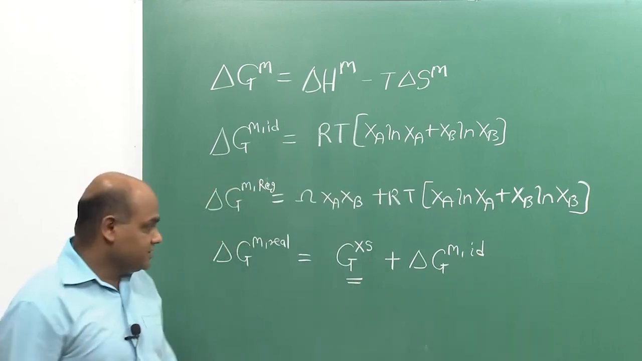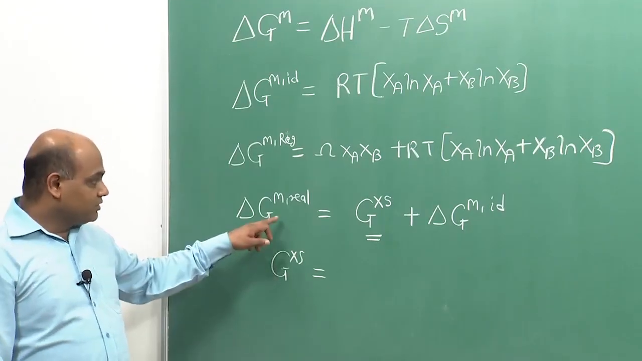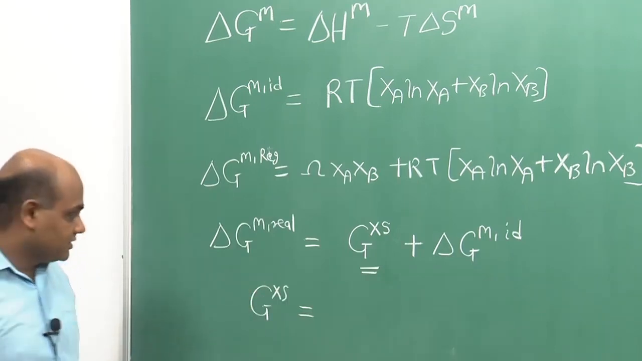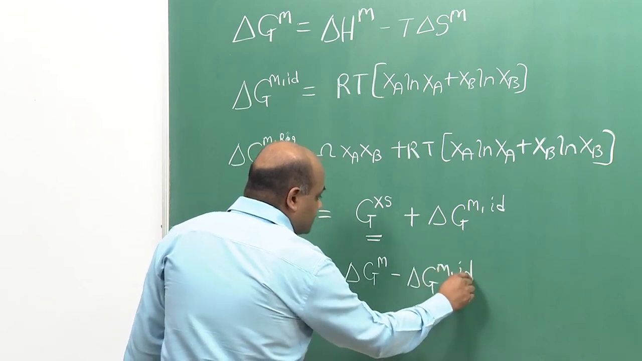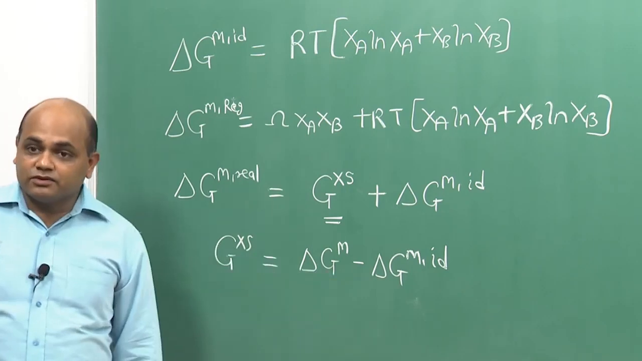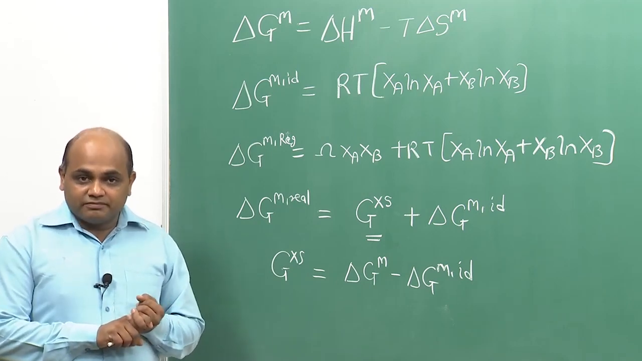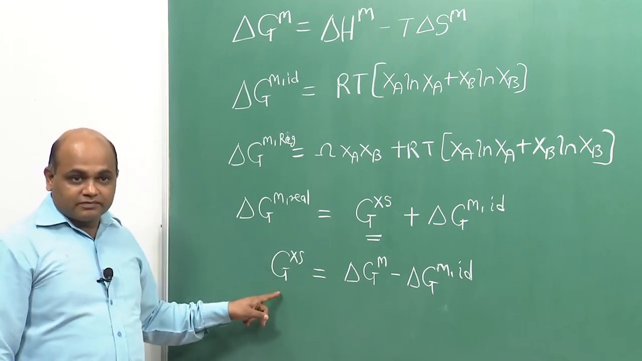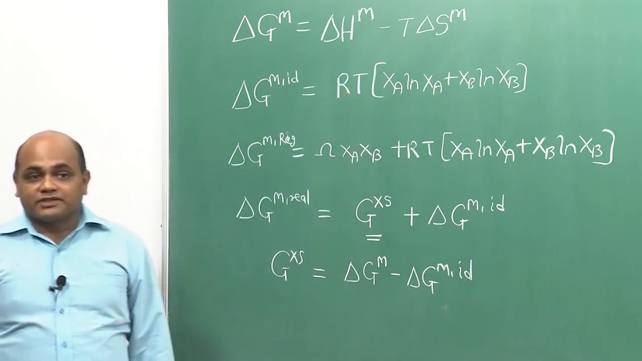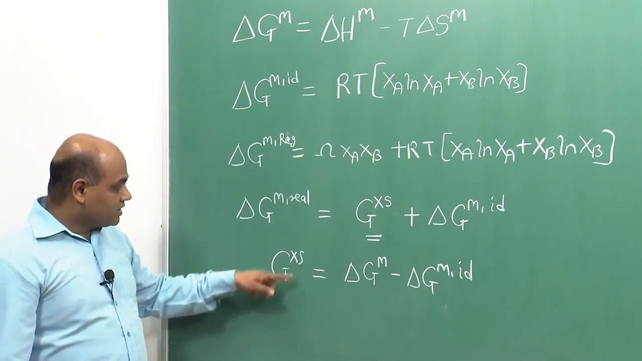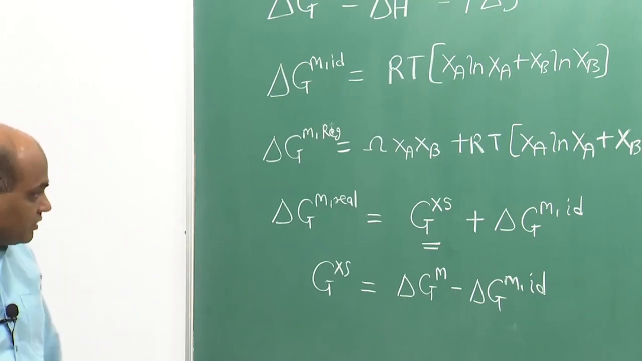So, the molar excess Gibbs free energy G xs is nothing but difference in the Gibbs free energy of mixing of a solution and its Gibbs free energy of mixing if the solution was ideal. So, G xs is delta G m minus delta G m id. In what respect the real solution is different from ideal solution? First, it has a non-zero enthalpy of mixing, and second, the mixing is not random, right. So, the G xs has two contributions. One is from the enthalpy of mixing, and the second one is from the non-ideal part of entropy of mixing, right. So, there are various models on which G xs can be modeled, and then we can also determine the model for the real solutions. We will not go in details of that.